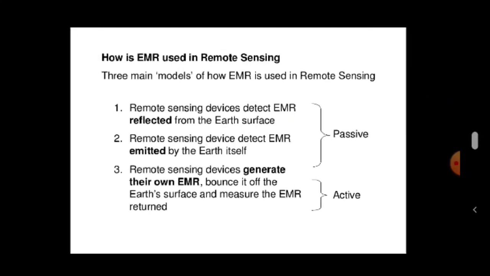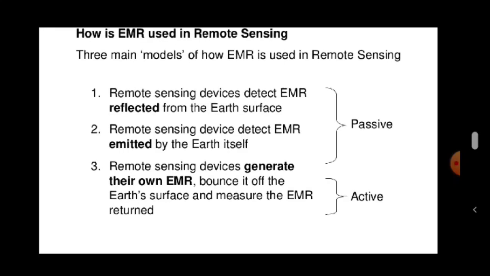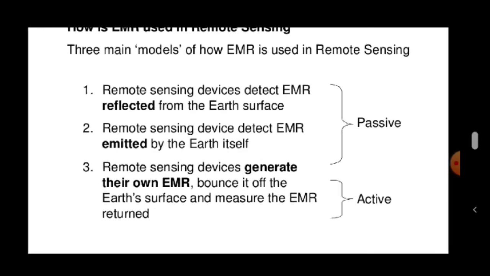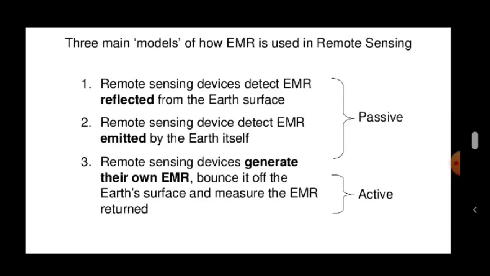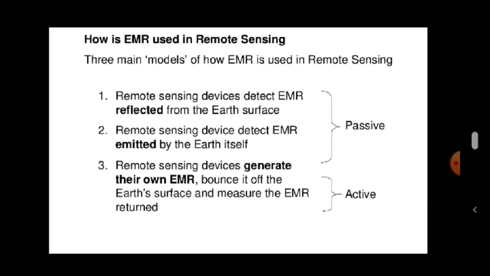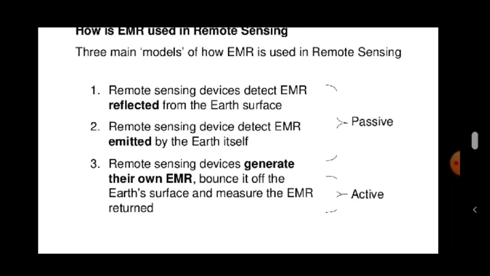So EMR is used in remote sensing in three main ways. One is that remote sensing devices detect EMR reflected from a surface. Another is that they detect EMR emitted by the Earth itself. These two categories belong to passive remote sensing. The third is that remote sensing devices generate their own EMR, which is always about active remote sensing.